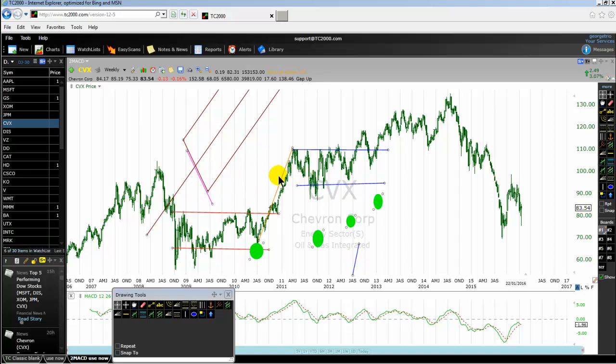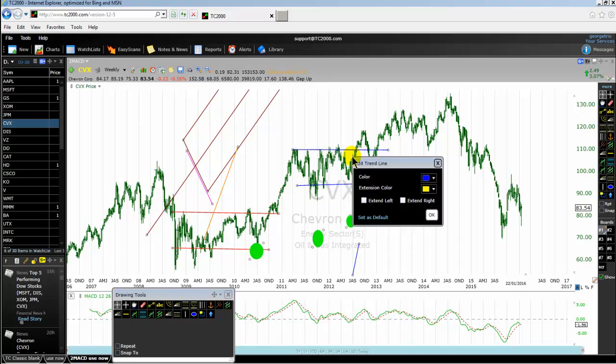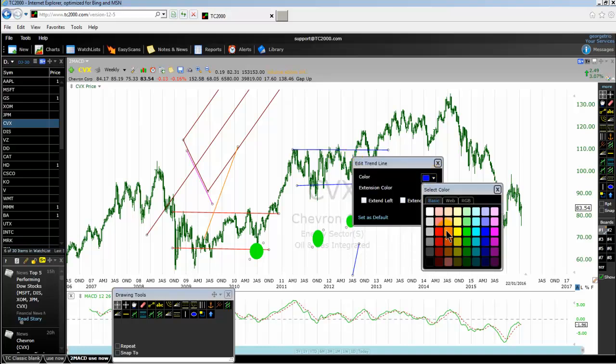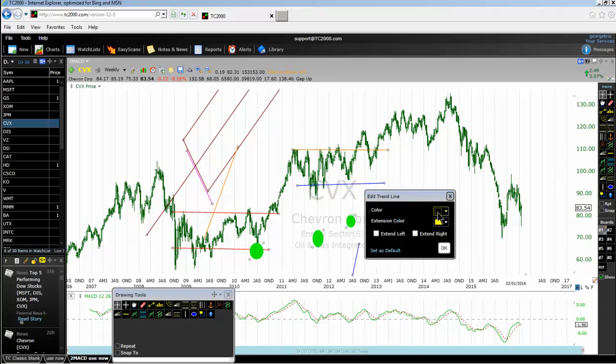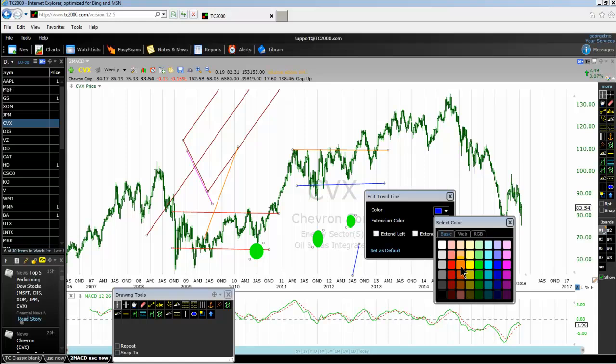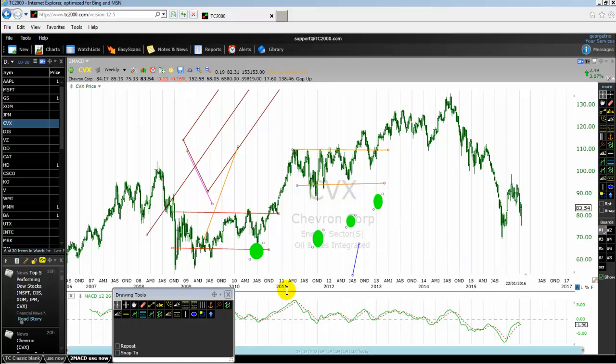Let me remove the previous line so you don't get confused. What do we see here? Another consolidation. Get it right. Consolidation is what we are looking for. Here the price is consolidating again, on our weekly chart. We can apply this strategy on any time frame. And what are we looking for? We want the price to come out of it.